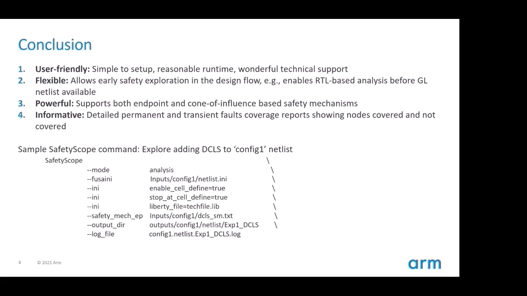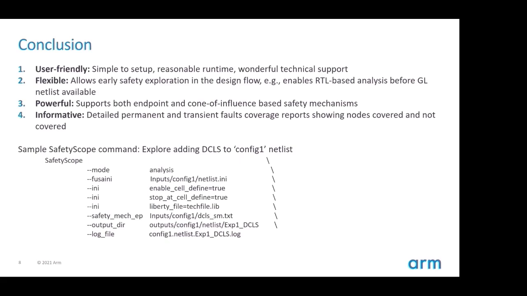And finally, we give a sample command line for running safety scope in our environment for a hypothetical safety mechanism, DCLS, or dual core lockstep, for a hypothetical configuration of the IP called config1. And those are the switches we need to supply to do a DCLS exploration on config1 and generate a report and log files. And that's all I have.